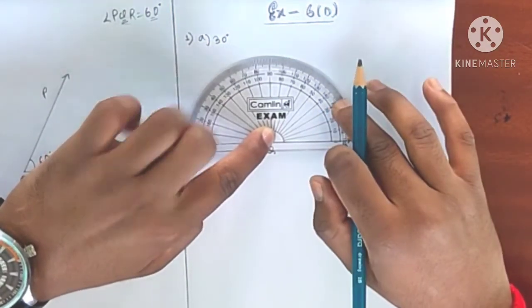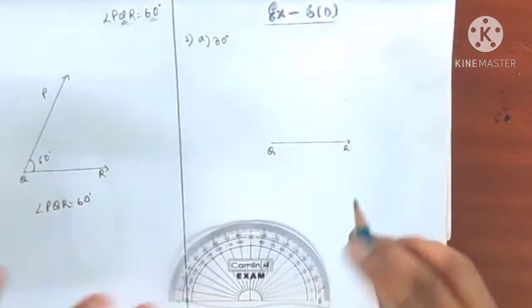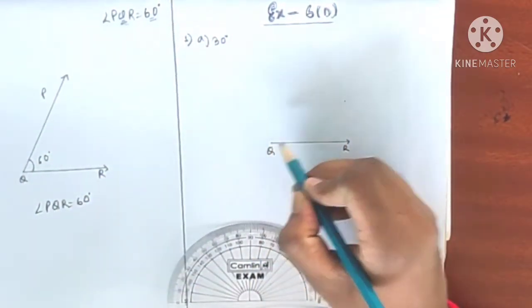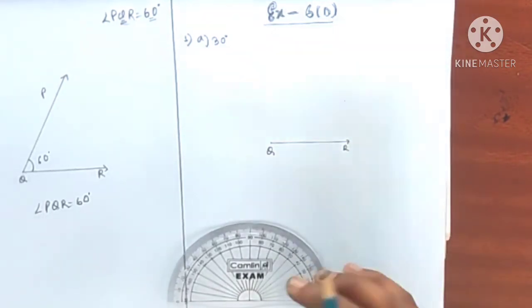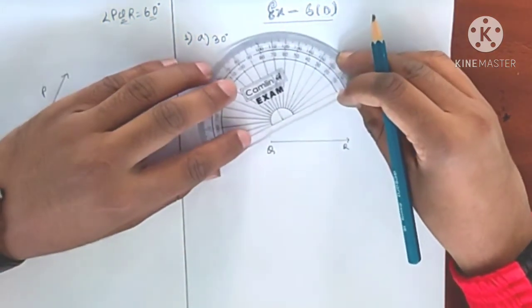As I have got the dot, I will remove the protractor. What will I see? Point Q is here and the dot is here. What is the next step? We will simply match them. Just match it here.